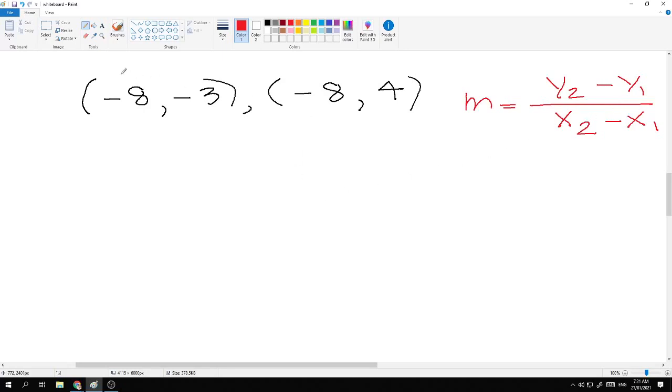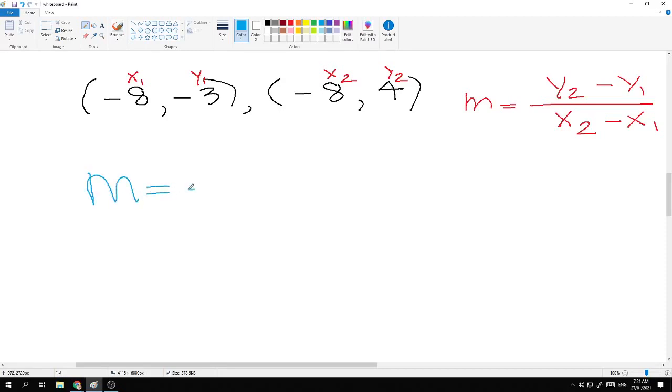And this will be what? This is x sub 1, this is y sub 1, this is x sub 2, and this is y sub 2. Now, let's solve the slope.